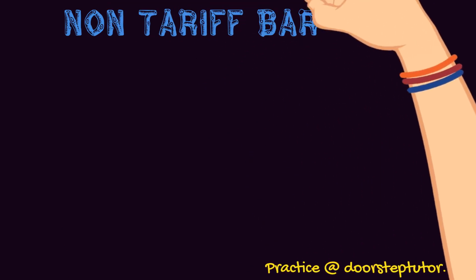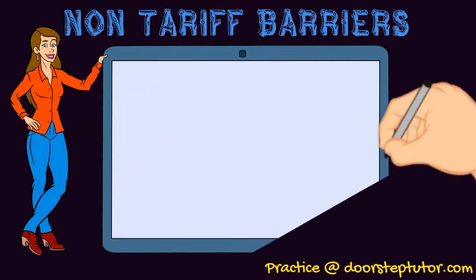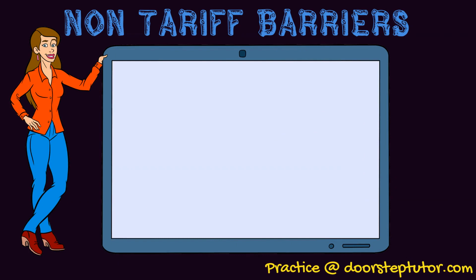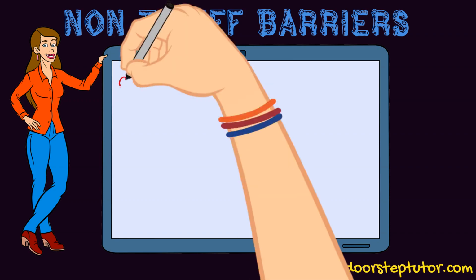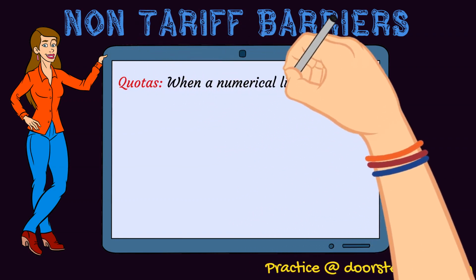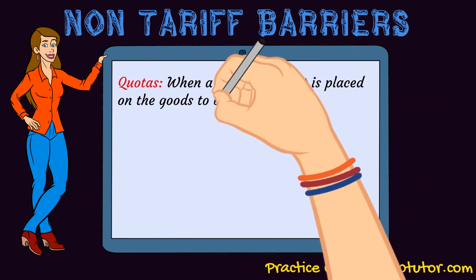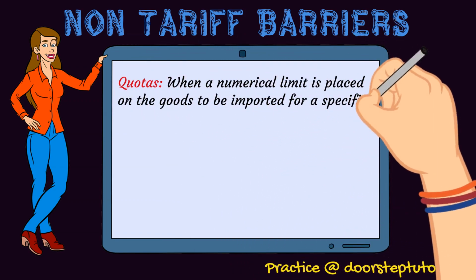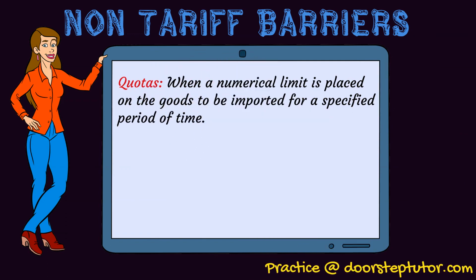Now let us talk about the various non-tariff barriers which are used by the government to intervene in international trade. The first one is quotas. What are quotas? A numerical limit is placed on the goods to be imported for a specified period of time. So and so quantity of goods will be imported in a stipulated time. So a quota is basically a numerical limit placed on the goods to be imported. Let's say 1 lakh TVs will be imported in 1 year, like this.